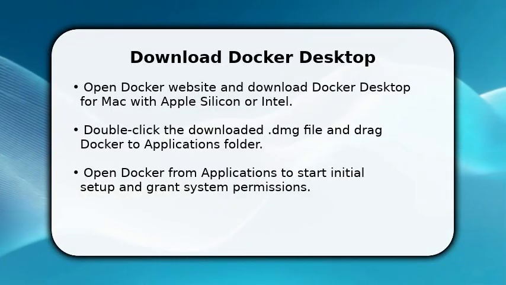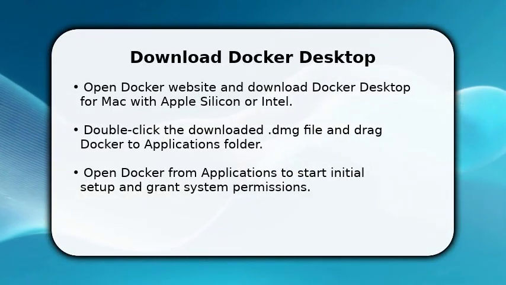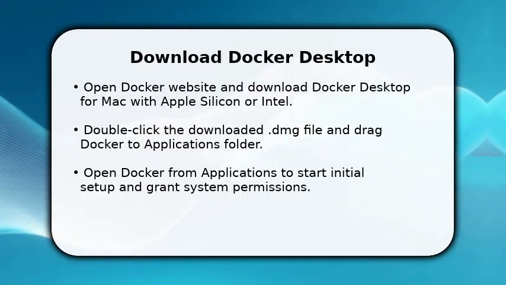Open your browser and navigate to the Docker website for downloads. Choose Docker Desktop for Mac and select Apple Silicon or Intel depending on your processor. Click the Download button and wait for the DMG file to finish.